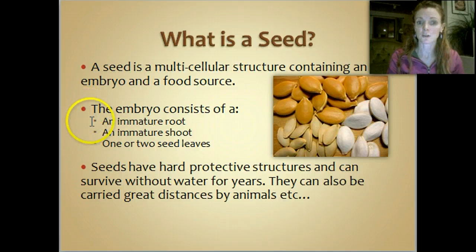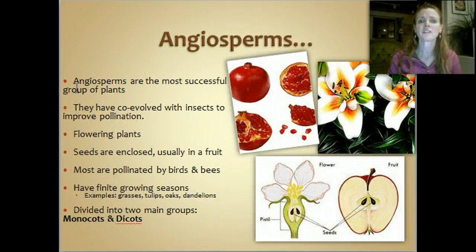The embryo consists of an immature root, an immature shoot, and 1 or 2 seed leaves. Okay, and we'll talk a little bit more about that because that comes into play when we talk about what we refer to those, depending on if there are 1 or 2 seed leaves. Seeds have a hard protective structure that usually can survive without water for years. Okay, so they're made to withstand crazy different things because the plant is trying to reproduce and fight against the odds. Okay, so they can also be carried great distances by animals such as birds, squirrels and such. Okay, so angiosperms are the most successful group of plants.